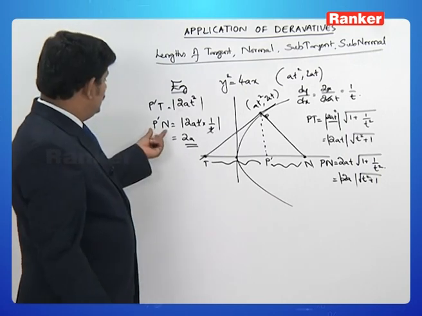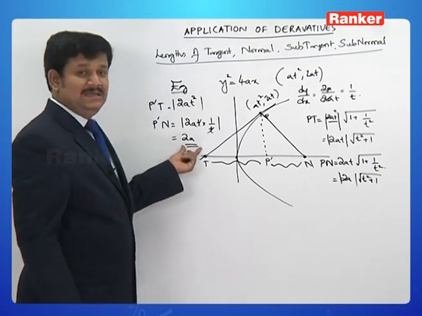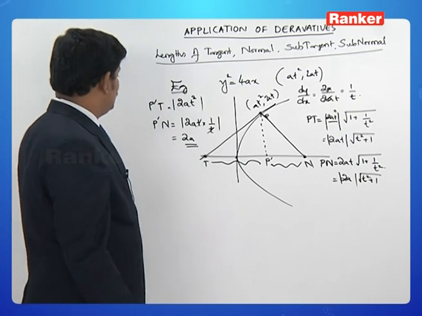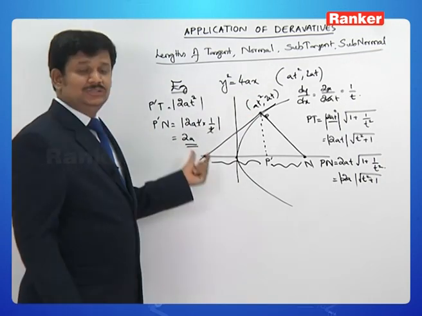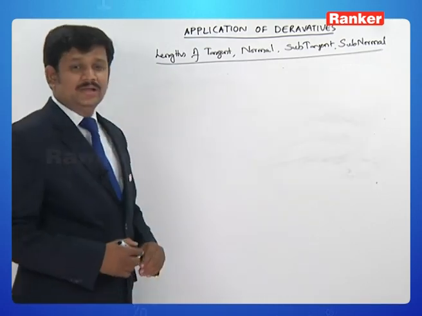Now, we can see subnormal is independent of t, that is, we can say subnormal at any point on the curve is of a constant length 2a. Let us look at the next example.